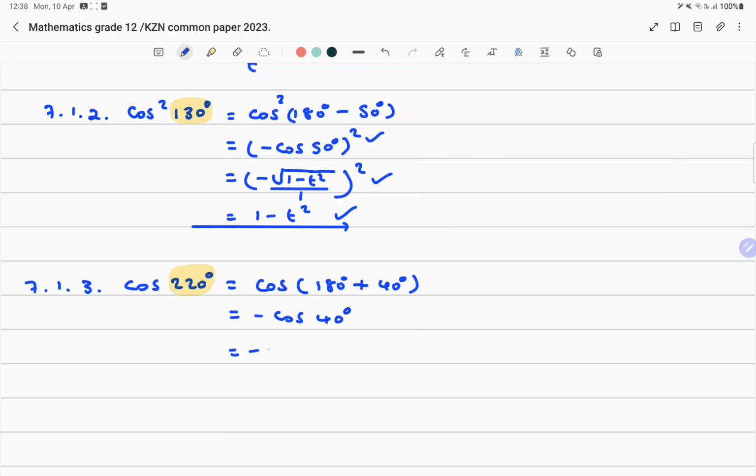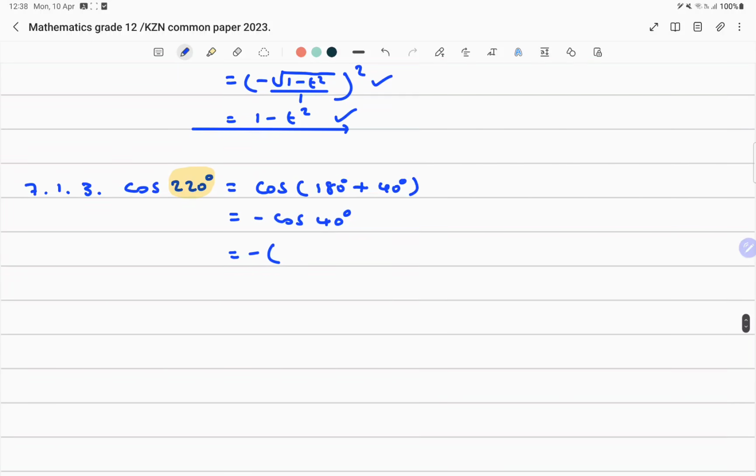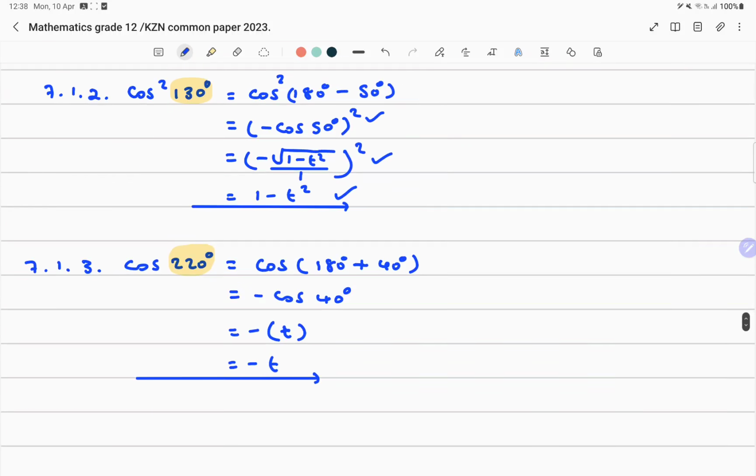So this is the same as minus into what is cos of 40. We're given that it is t, which is just minus t. So again, not a very direct question, but easy. So what matters is to be able to do that. You substitute and you write your final answer. Sometimes I think it's safer to express it like that or whatever. I mean, it's not a big deal.